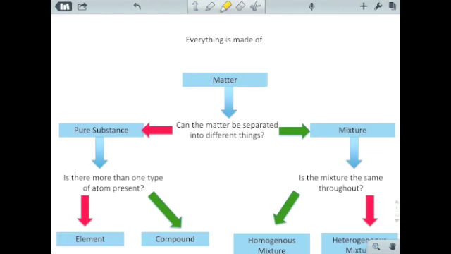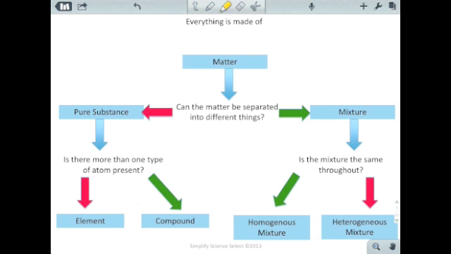Now, the flow chart that we use has us ask ourselves these questions to figure out really what it is. The first question we ask ourselves is, can the matter be separated into different things? If the answer is yes, then it's going to be a mixture.